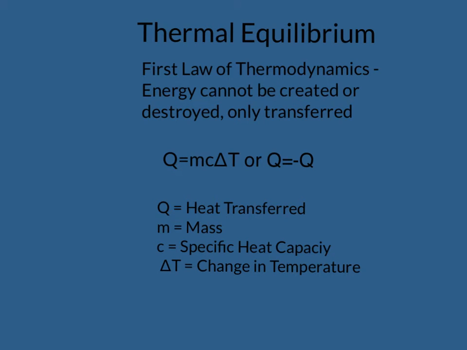To calculate the amount of heat transferred, that would be Q equals mc delta T. Since the two materials are going to meet at the same point, how much energy the first material loses, the other material will gain. That's why Q equals negative Q, because one will be gaining energy and one will be losing energy. In the first equation, Q equals mc delta T, Q is the amount of heat transferred, m is the mass of the material, C is the specific heat capacity of the material, and delta T is the change in temperature of the entire reaction.